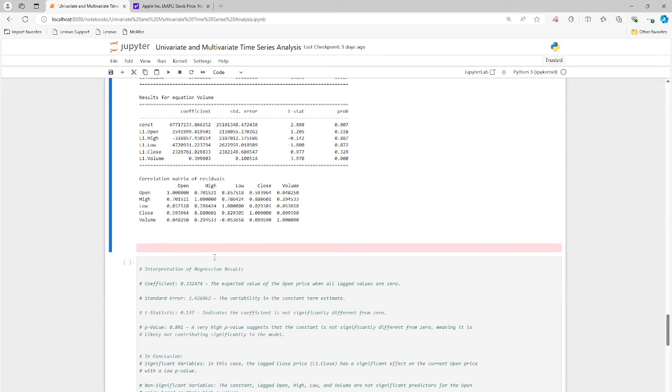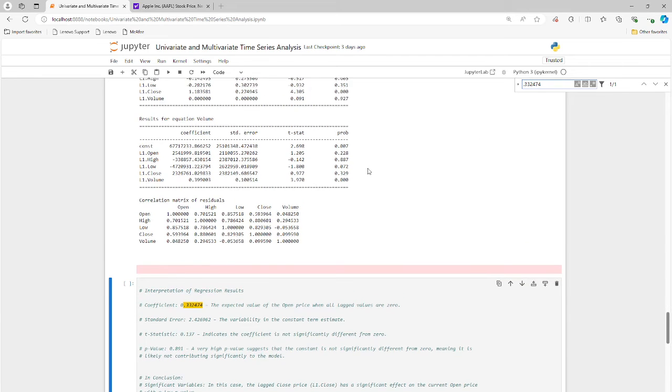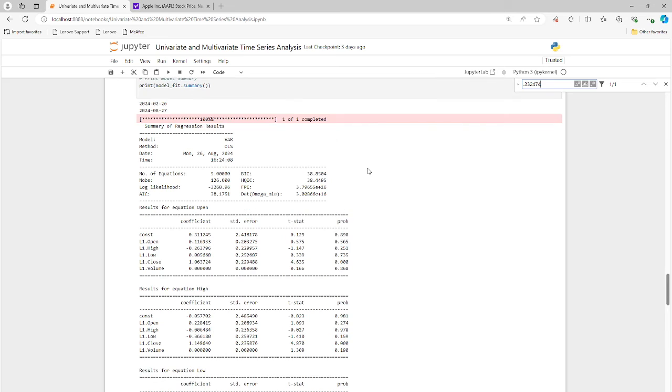Again, we get the interpretation of results coefficient 0.332474. Let me find that. 0.332474. There's a lot of numbers, so let me see if I can copy and paste that and search for it. I bet I can. Control C, Control F. Yeah, I found one. Oh, there's only one. The one I just searched for. Okay. Well, let me go up to coefficient if I can find a coefficient.